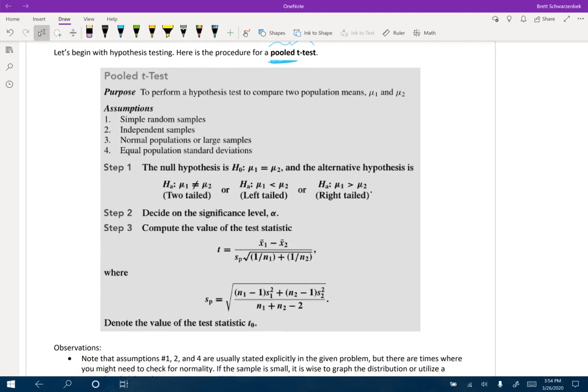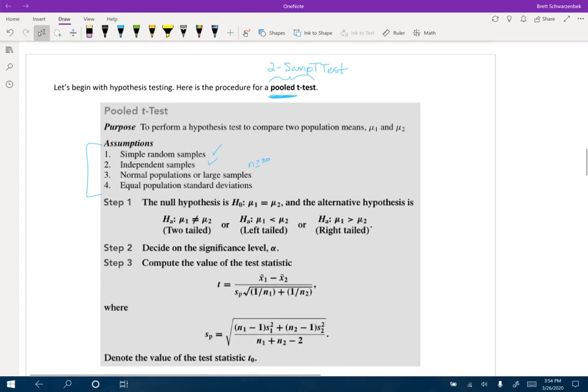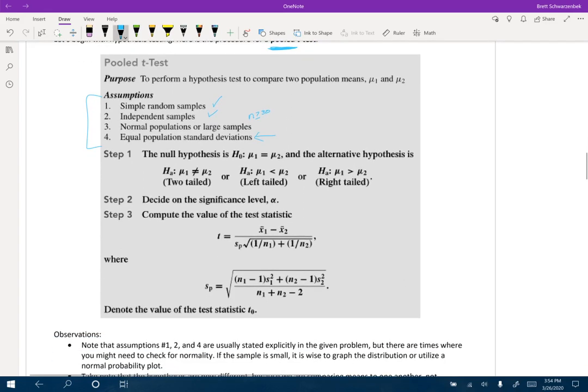So let's talk about assumptions. We've covered these a little bit. It's got to be a simple random sample. They have to be independent. We need each sample to be normal. Does that mean they originally were normal? Not necessarily. Each one could be greater than or equal to 30, so n1 and n2 could be greater than or equal to 30, and then I'll show it. And then again, for it to be pooled, we need approximately equal population standard deviations. Okay, that's the first part.